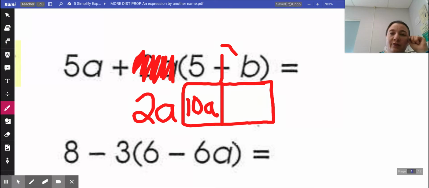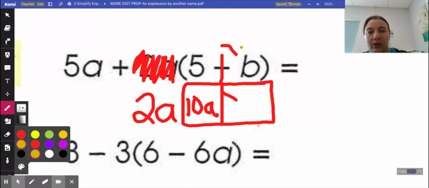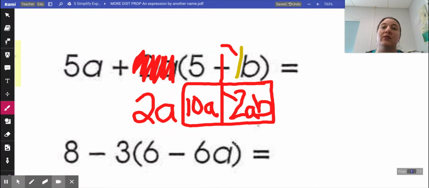And then I have 2a times a negative b. Well, the signs are different, so the answer is negative. It's probably a good idea for you to draw in the 1 there. And then if you want, you could put 2 times negative 1 into your calculator. 2 times negative 1 is negative 2. A times b is a times b or b times a. The order doesn't matter because of the commutative property of multiplication.